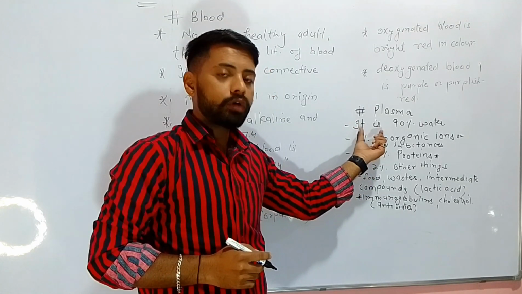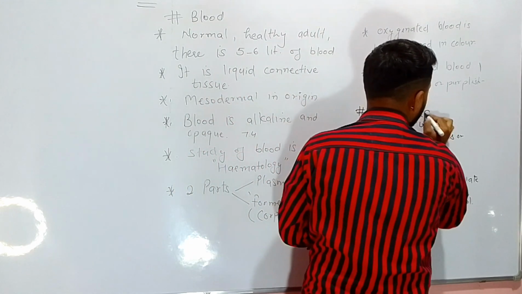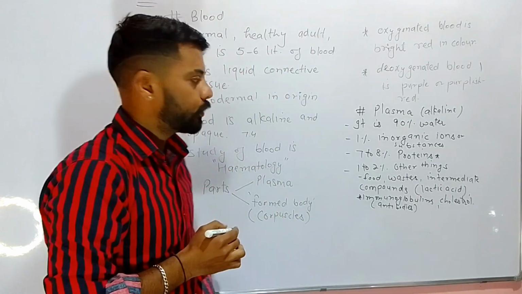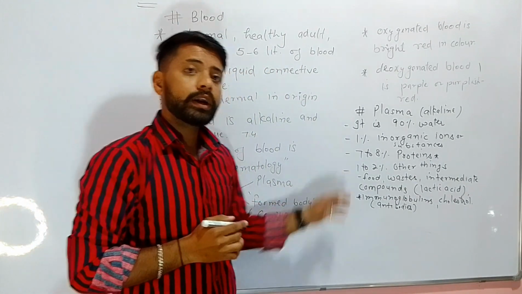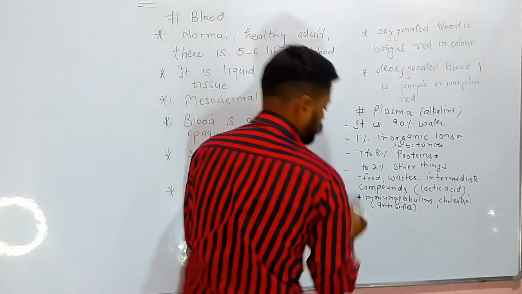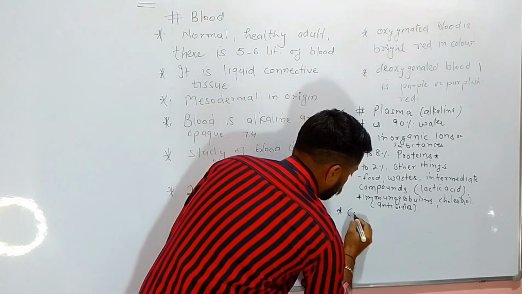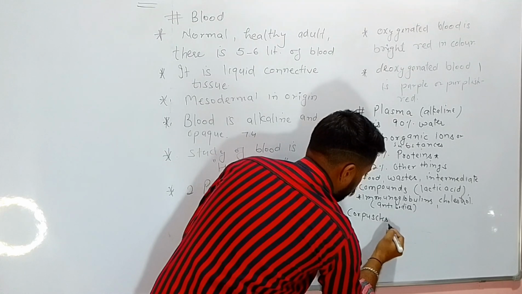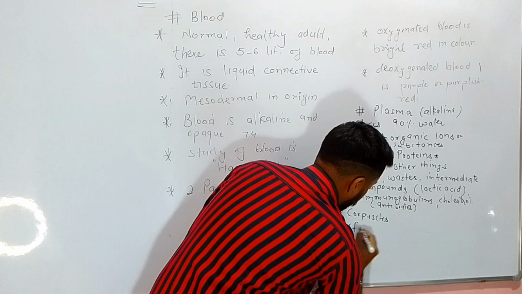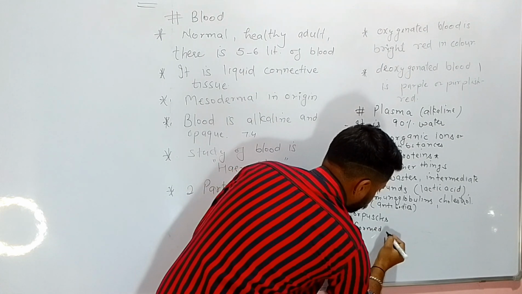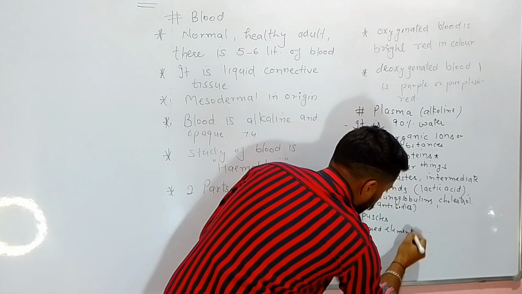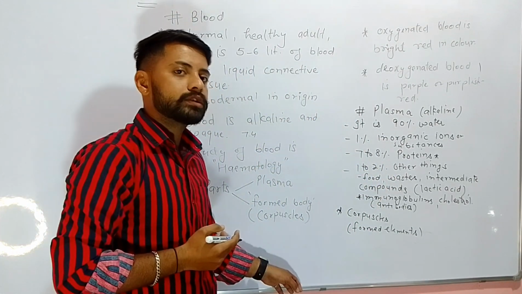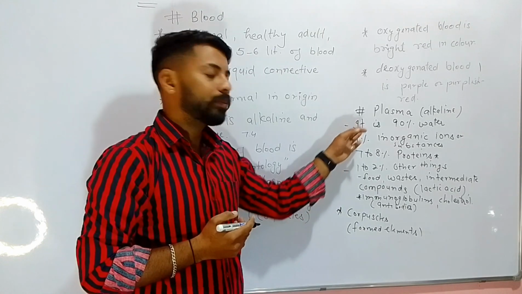It is normally water, and it is alkaline, having the same pH value, that is 7.4, plus it contains the formed elements, that is the corpuscles. These formed elements are mainly the cells, that is RBCs, WBCs, platelets, which are present in the plasma.